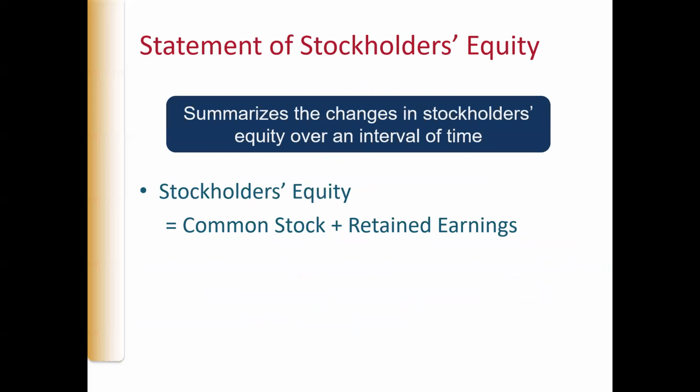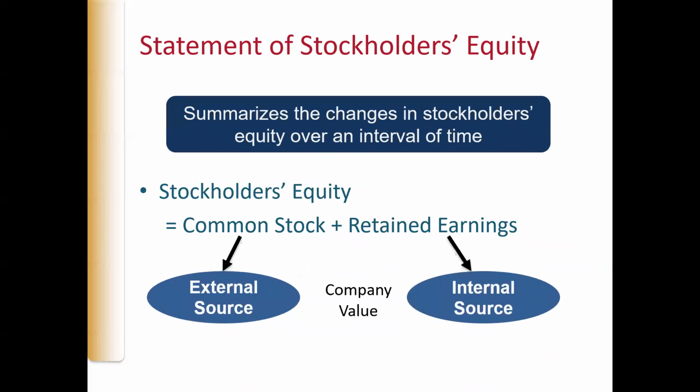The statement of stockholders' equity summarizes the changes in stockholders' equity over a period of time. The stockholders' equity section has common stock and retained earnings. Common stock is the external source for deriving equity, and retained earnings is the internal source, which means all the net income minus the net expense or the net losses minus dividends over its life.